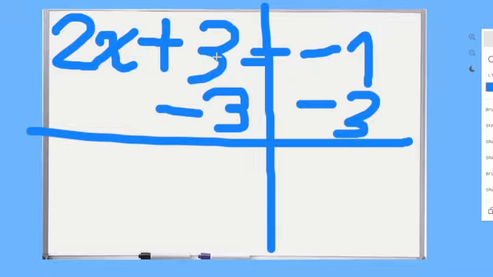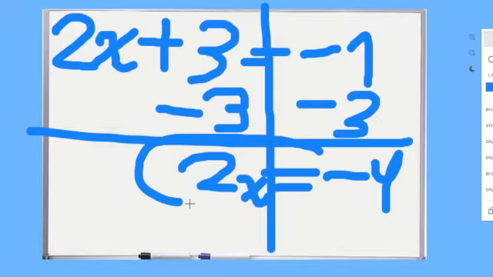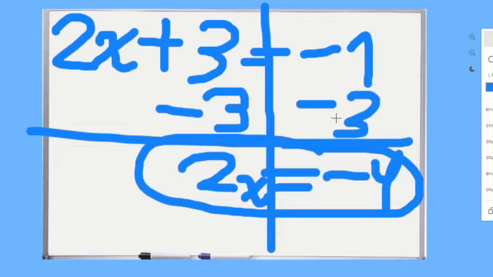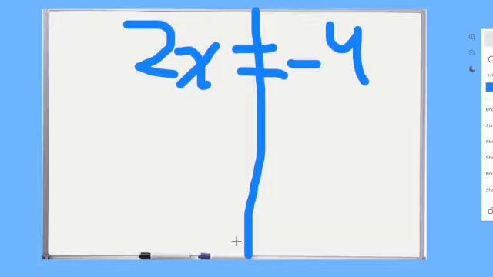So this is obviously 0. So you just bring 2x down. That's equal to negative 4. 2x is equal to negative 4. So now we're going to turn that into a different equation. Put the line down the middle.